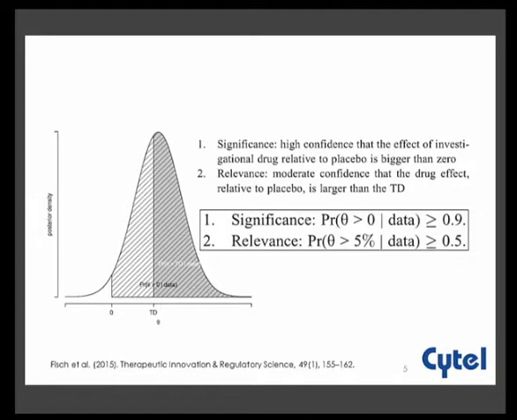So if we map that back onto our dual target jargon, the significance criterion corresponds to the LRV, the low reference value, and the relevance criterion to the TV or target value.